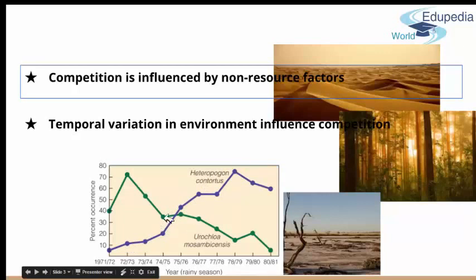So in the beginning, in the first years, Urochloa was dominating, but since the rainy seasons changed in their patterns, Heteropogon reached dominance, because obviously the new patterns fitted it better. So the dominance changed, Urochloa failed, and Heteropogon started dominating the same area.